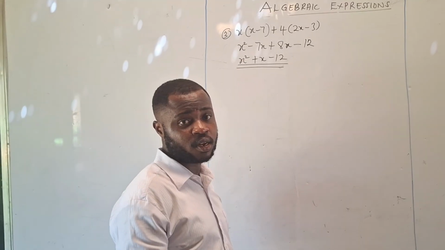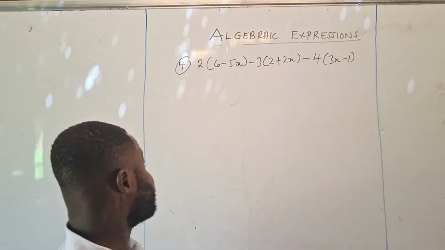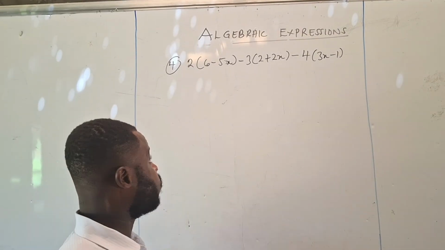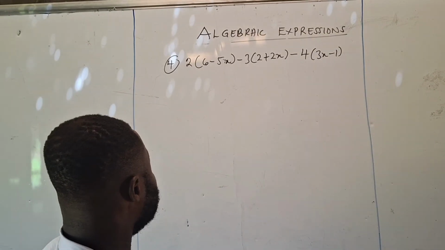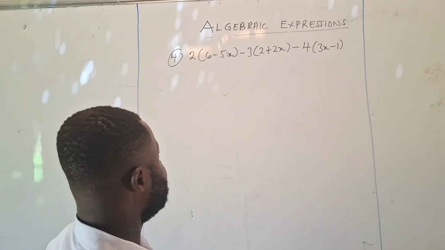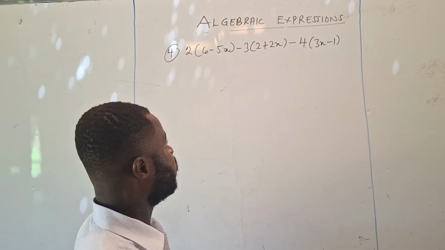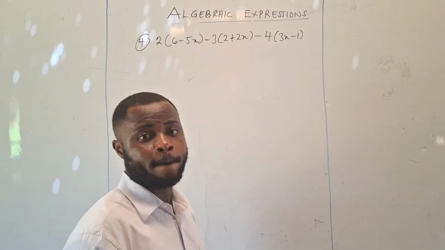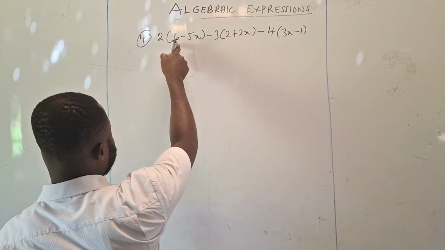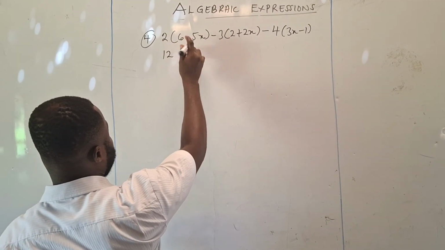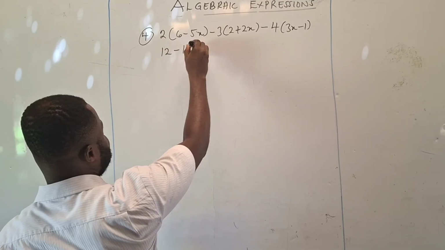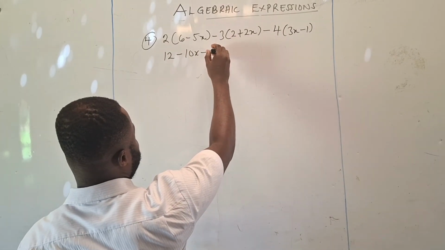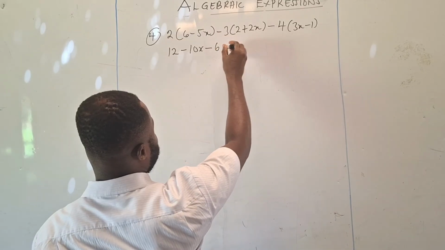Let's take another question on this. Yeah, so question 4 looks a little longer, but we will break it down to make it very simple. So 2 bracket open 6 minus 5x, minus 3 bracket open 2 plus 2x bracket close, minus 4 bracket open 3x minus 1. So this one, let's open the bracket. 2 times 6 is 12. Now minus 2 times 5x will give us 10x. Now minus 3 times 2 is 6. Negative times positive will be negative.